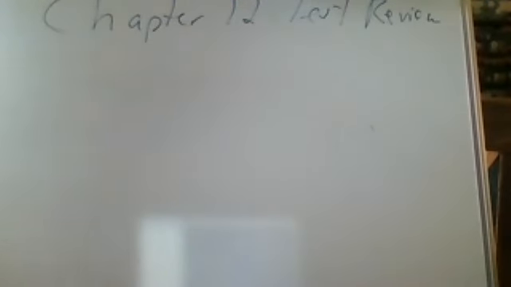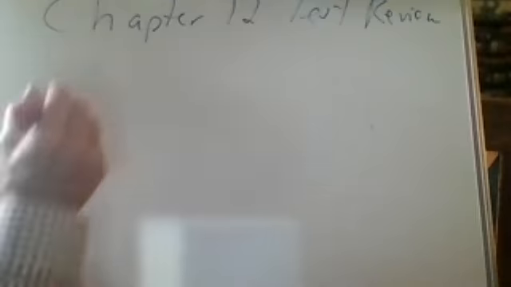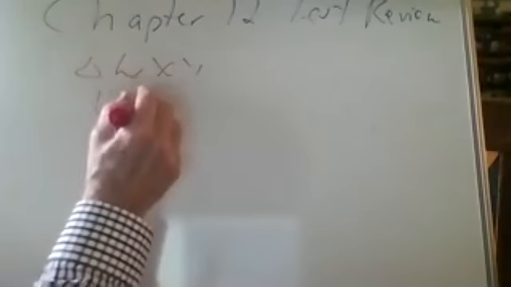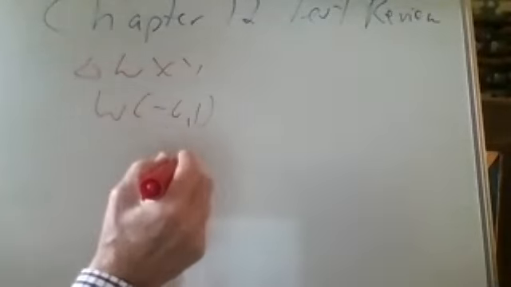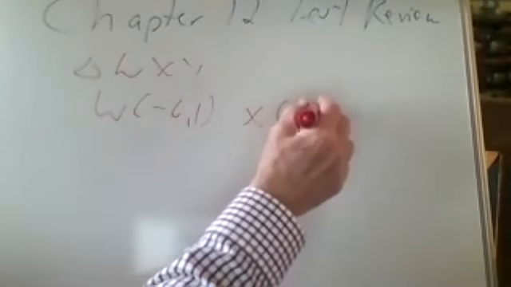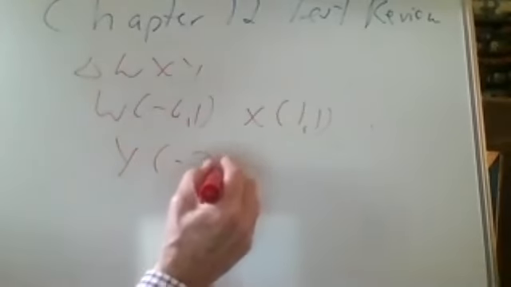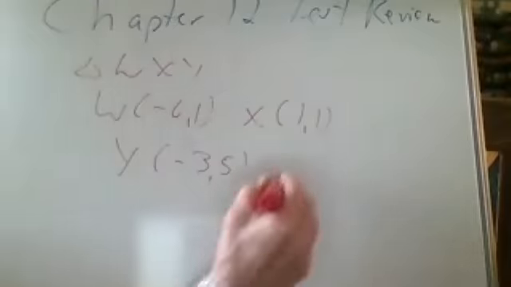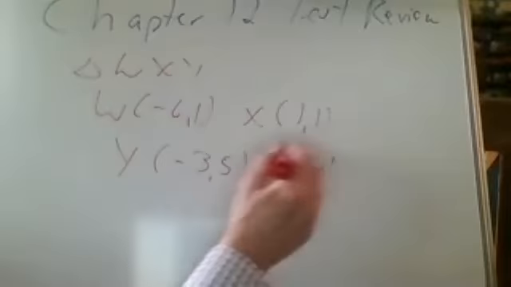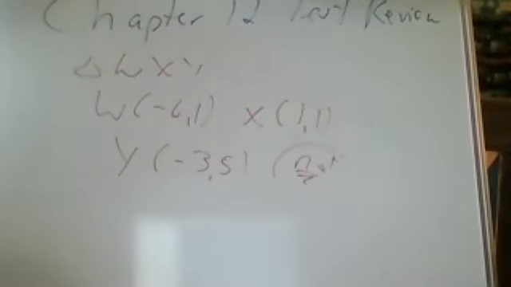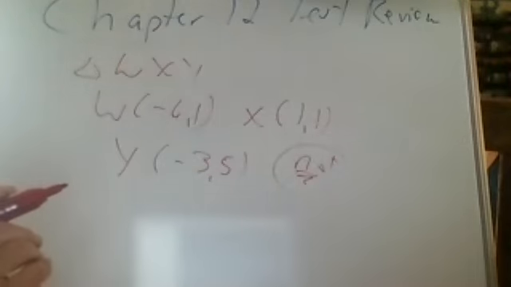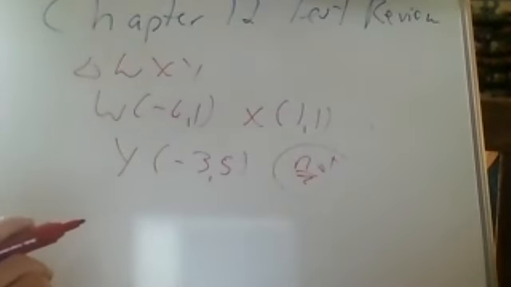All right, last one. I have triangle WXY. W is -6 and 1. X is 1 and 1. And Y is -3 and 5. And it says, which is not, emphasize this is not, which is not an equation of a line containing the median of triangle WXY. All right, so basically, then I need to find some medians, okay?